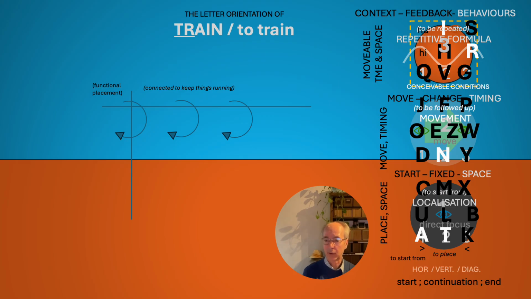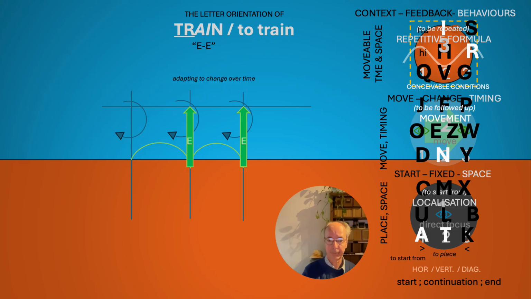But knowing that we also will combine this with the R, I'll usually put that a bit more up because it's away from just the physical thing. It is about movement. It's about a certain movement where I can have a repetitive formula. So I have a functional placement, which I will connect to a certain movement, where I can keep this thing running as a function.